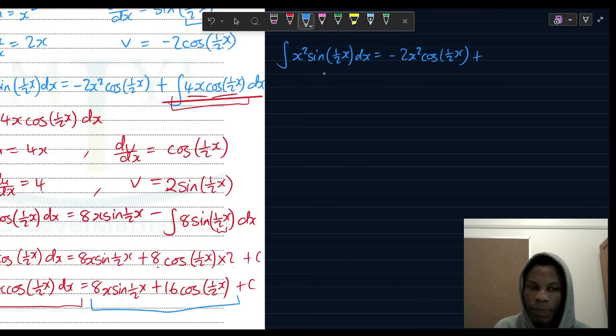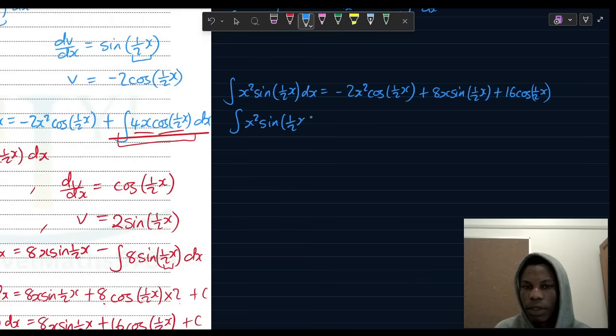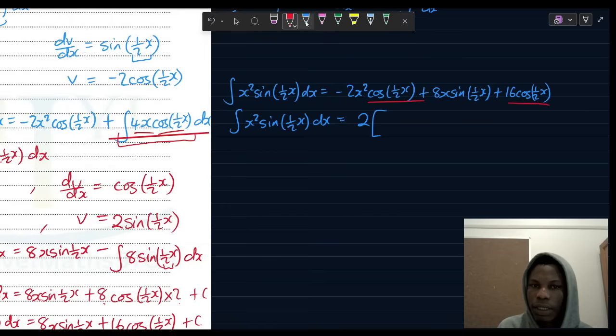So plus 8x sine a half x plus 16 cos a half x. And now we can bring back our limits. In fact, I think let's just factor out some common stuff. We can factor out a 2 throughout. And then between these two terms, I want to factor out a cos half x.